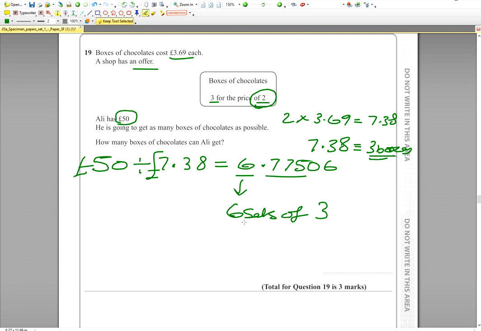Is that the final answer? No, it's not the final answer. So what's 6 sets of 3? 18. So you can buy 18 boxes so far. Now we need to work out.